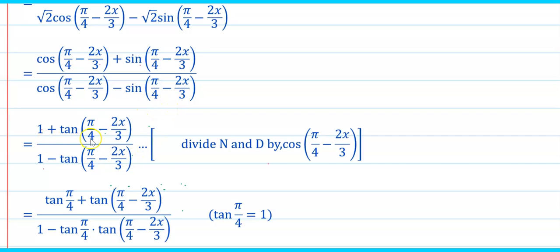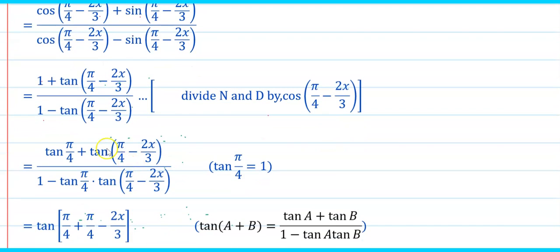Now this is 1 plus tan of pi by 4 minus 2x upon 3, over 1 minus tan of pi by 4 minus 2x upon 3. Now this 1 means what? Tan of pi by 4. Again, 1 into tan of pi by 4 minus 2x upon 3.